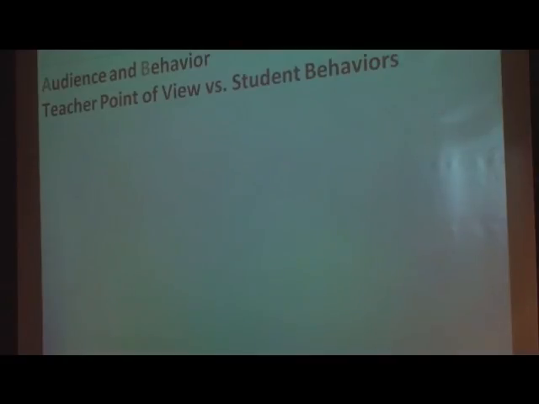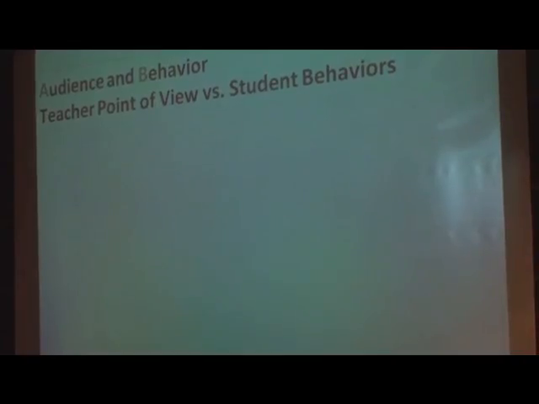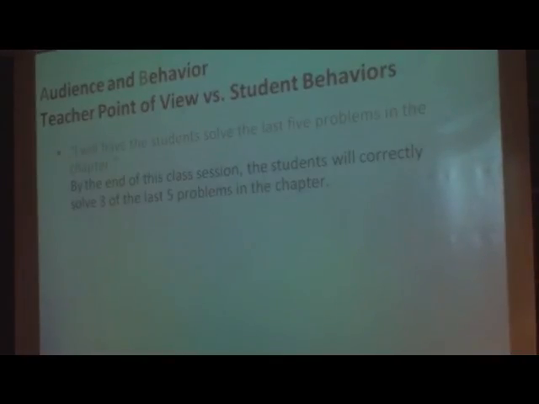So really, when you write objectives, like Stacy was talking about earlier, they have to be student-centered. What is the student going to be able to do? So here are some examples of that. Look at the one on the top. I will have the student solve the last 5 problems in the chapter. That's very faculty-centered, right? I'm going to make them do that, as opposed to the students will correctly solve 3 of 5 problems at the end of the chapter.